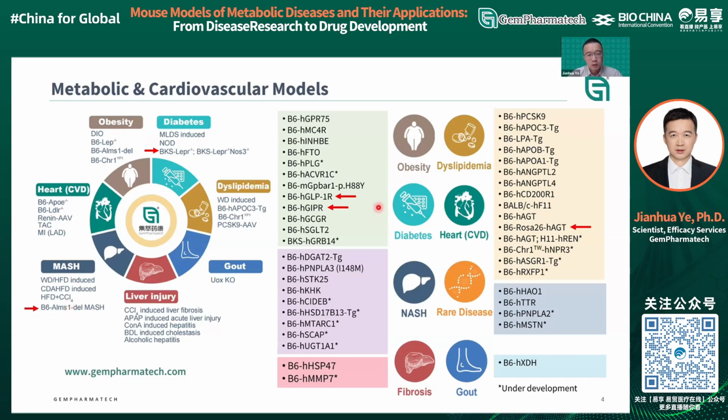On the right is a list of some humanized mouse models, which are quite useful for efficacy studies of short interfering RNA medicine and antibody-based medicine, if the antibody only recognizes the human protein instead of the mouse protein. Especially, I will talk about our new humanized GLP-1 receptor mice and the humanized GIP receptor mice for the obesity study. And I will also talk about the humanized AGT mice, which is a very good model for the hypertension study.